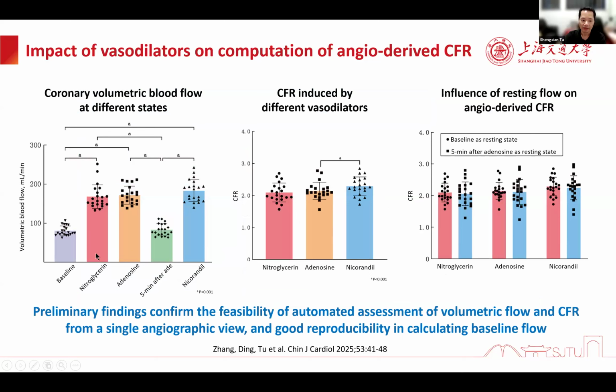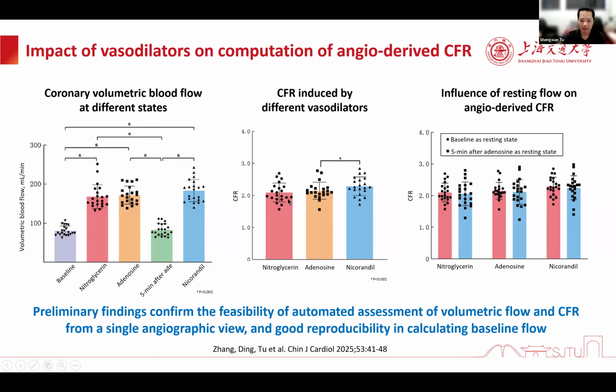As you can see, this is baseline resting flow, volumetric flow, and this is also resting flow. And this is the nitro, adenosine and nicorandil. As you can see there, I was surprised to see that the nitro also has quite a good effect on the flow itself, the volumetric flow. But these are all patients with a slow flow at baseline.